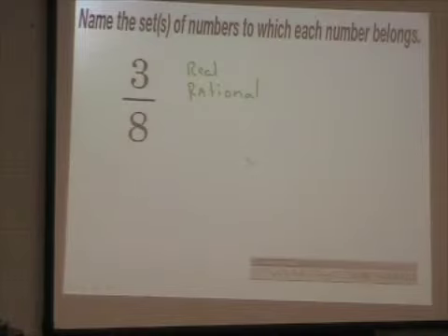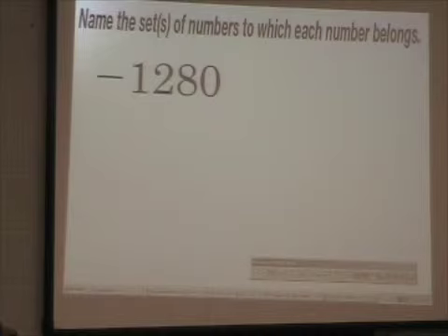And no fractions are integers unless they reduce. For example, 9 divided by 1 equals 9, which is an integer and a whole number. But this does not reduce. Therefore, it is real and rational. This one is real. It's rational. Is it an integer? Yes, it's an integer because it's a negative number that doesn't have a decimal or fraction. Is it whole? No, because it's negative.